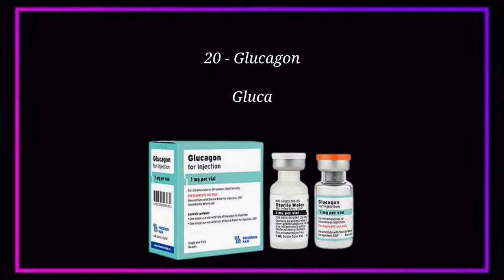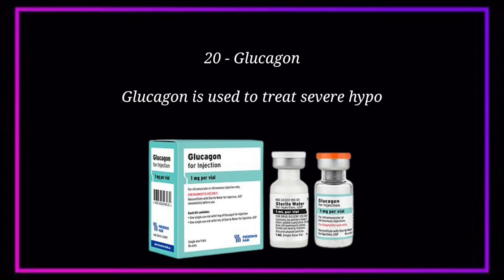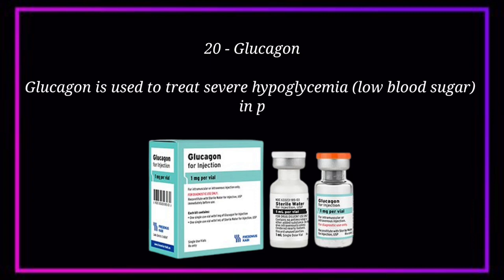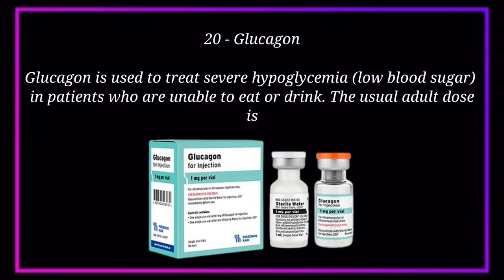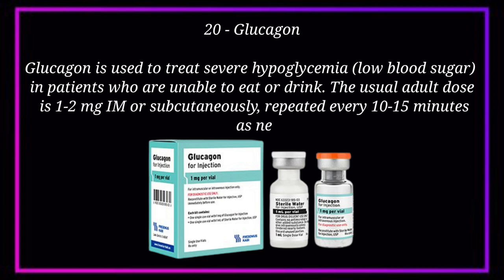Number 20. Glucagon. Glucagon is used to treat severe hypoglycemia, low blood sugar, in patients who are unable to eat or drink. The usual adult dose is 1 to 2 mg IM or subcutaneously, repeated every 10 to 15 minutes as needed.